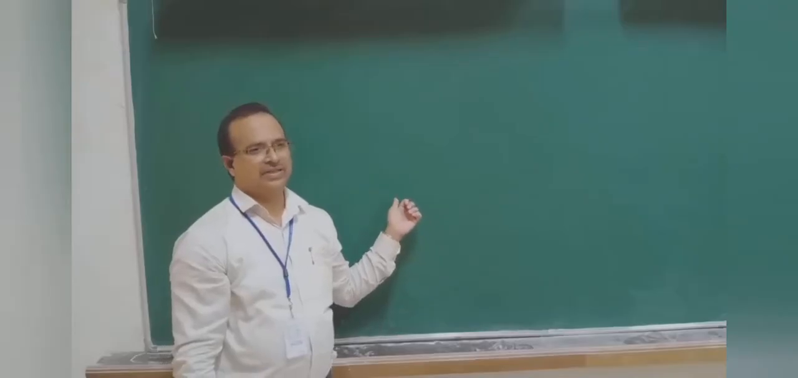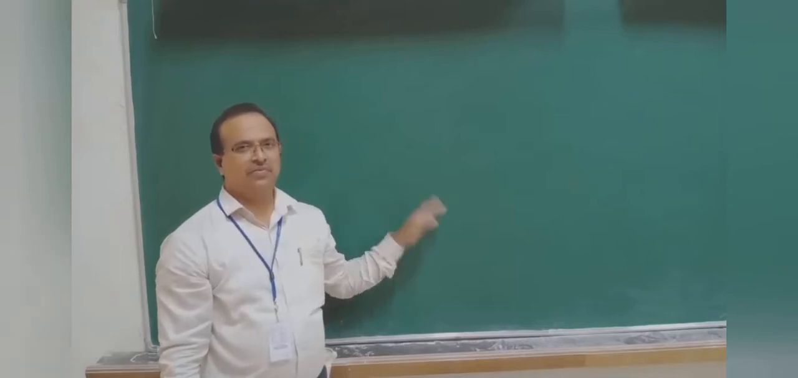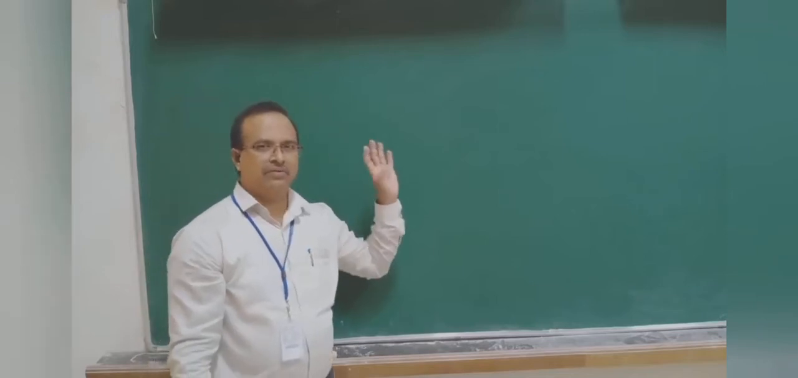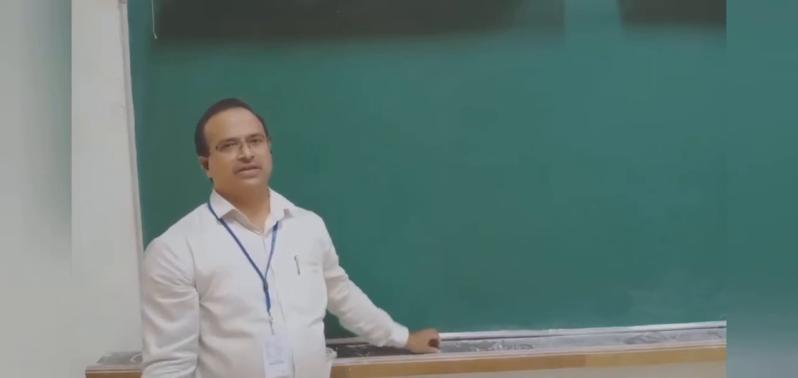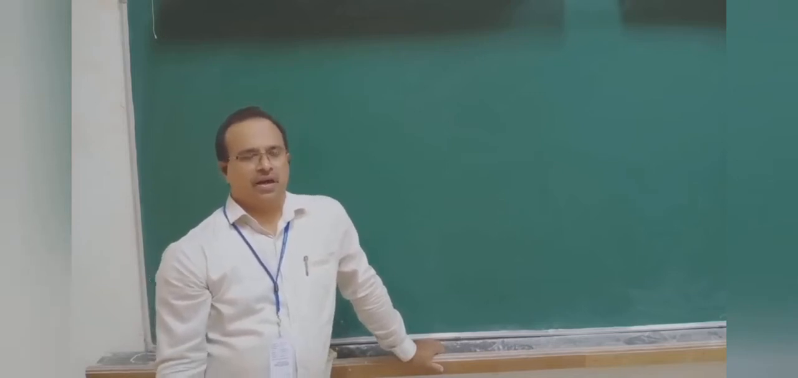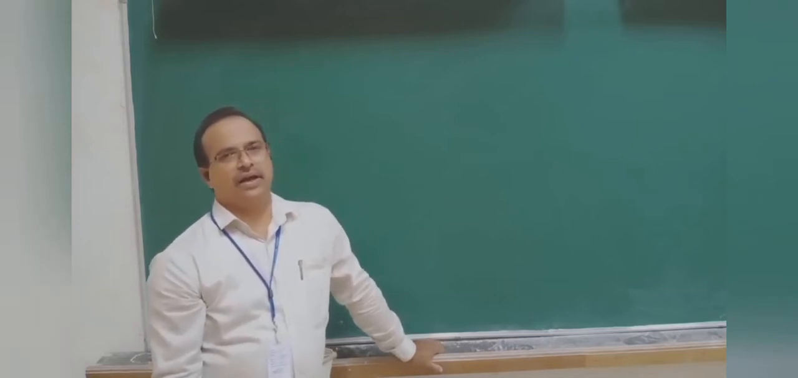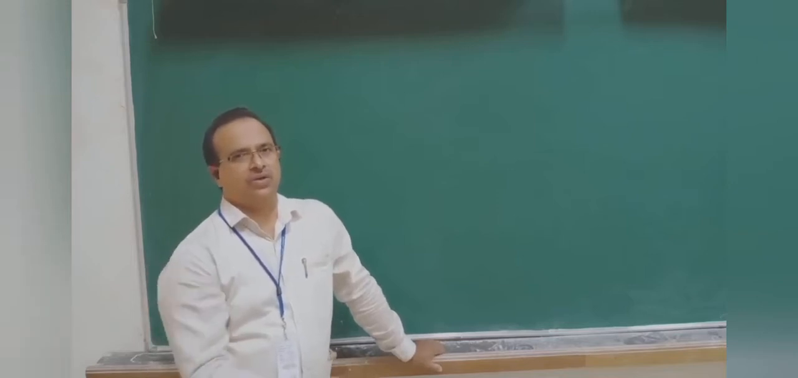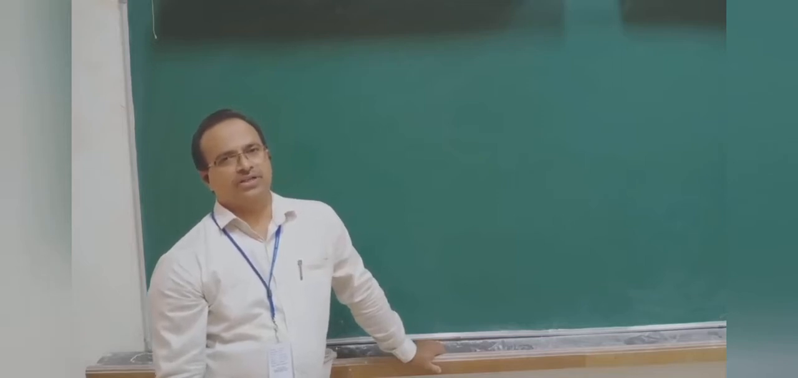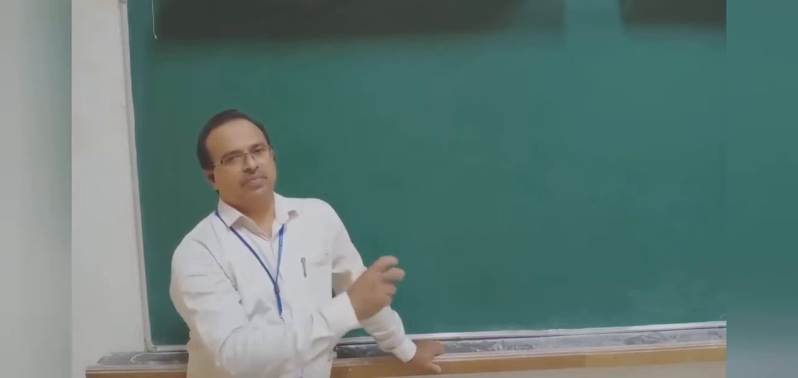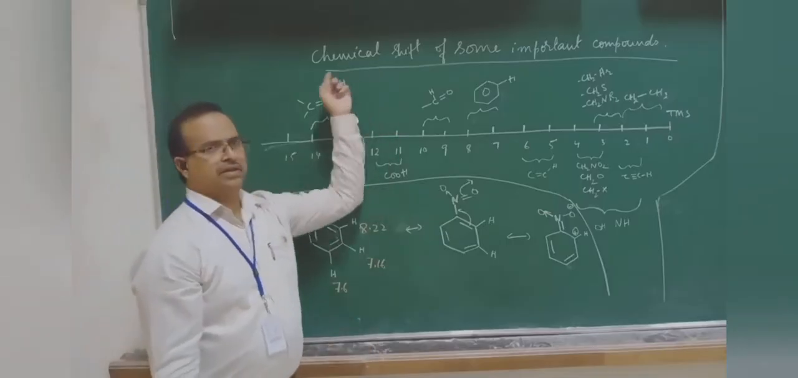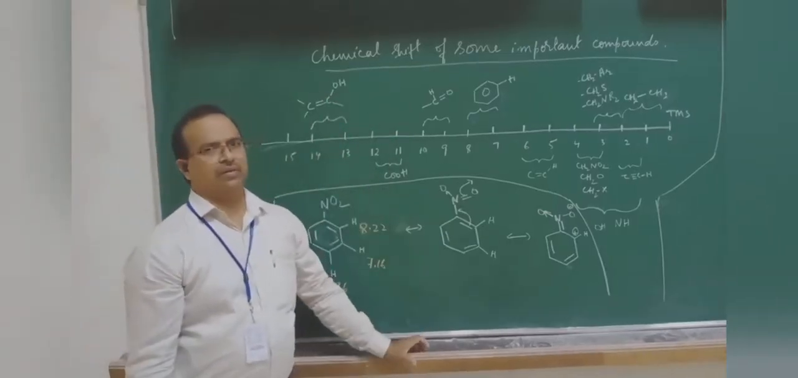So far we have discussed the various factors which influence the values of chemical shift. We have discussed the electronegativity effects, the hybridization effect, and magnetic anisotropic effect in olefins and aromatic compounds, acetylene and carbonyl compounds, and also the effect of hydrogen bonding. So chemical shift depends upon these various factors. We will discuss the chemical shift values of some of the important compounds.